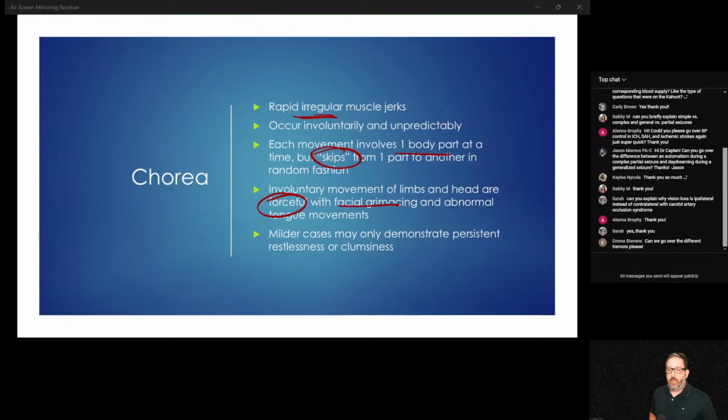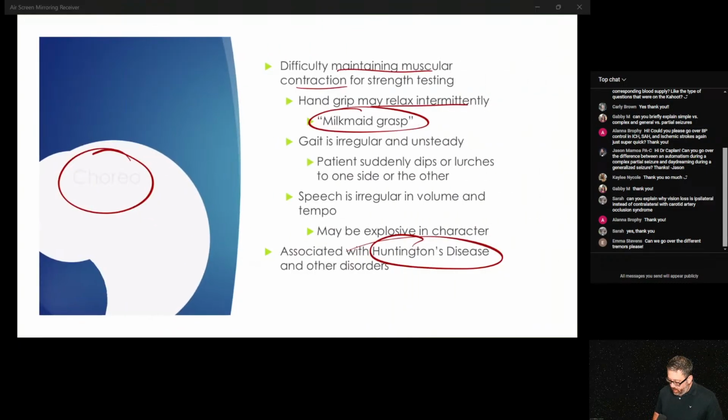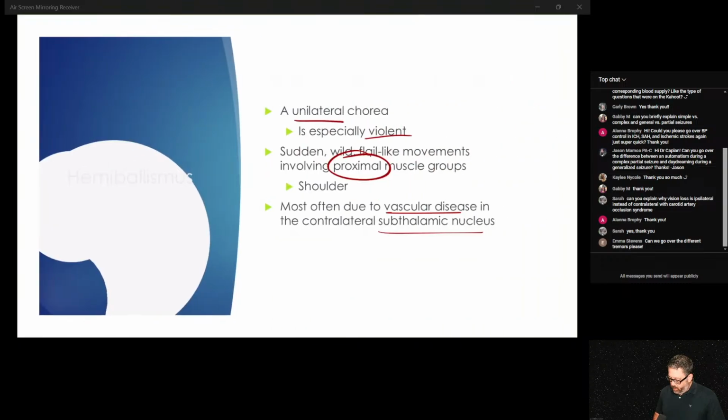Then you have chorea, irregular muscle jerks. They're involuntary, unpredictable. Has these skip lesions, so it goes from one body part to another, and it bounces around. So it's hemibolismus. This one got cut out.